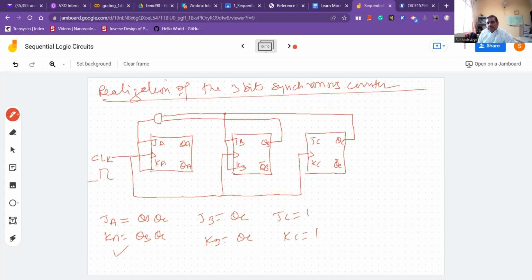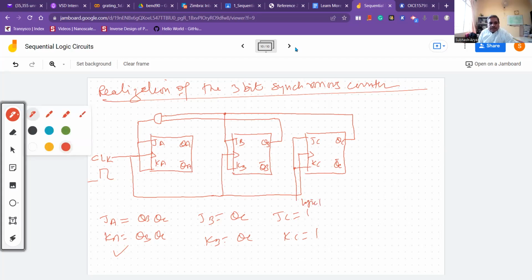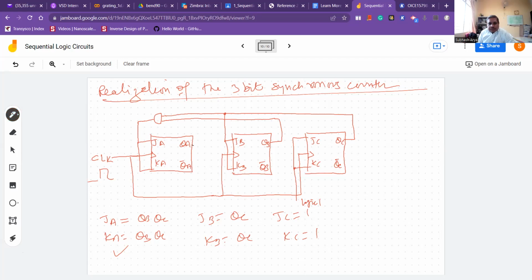So here JC and KC would come together with logic 1. Just give logic 1 as an input. So the input is already connected. Now I will give the output. So this is A, this is B, and this is C. So we just put an LED here to observe the output.